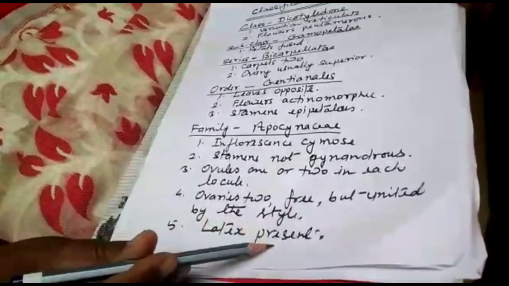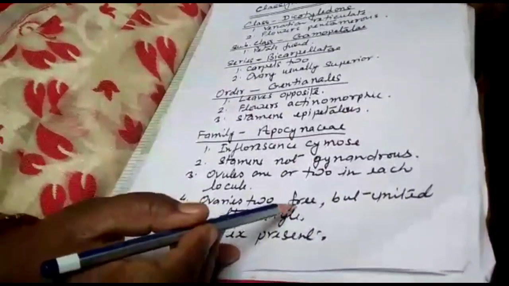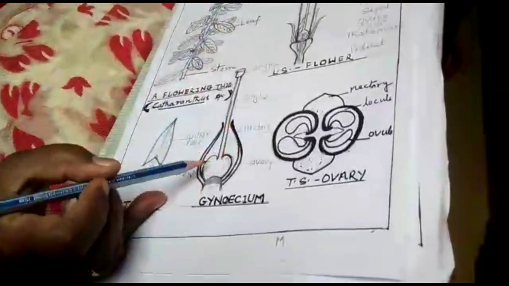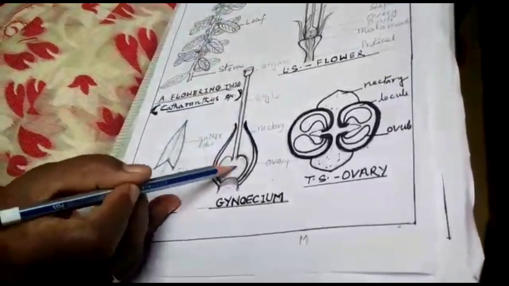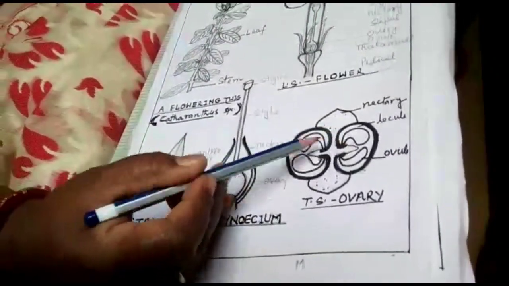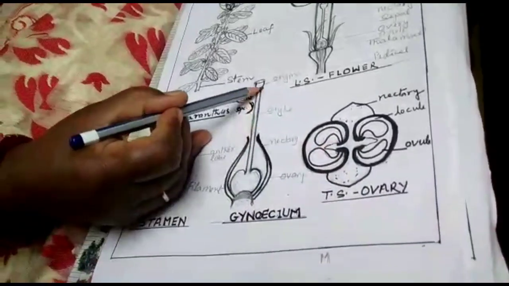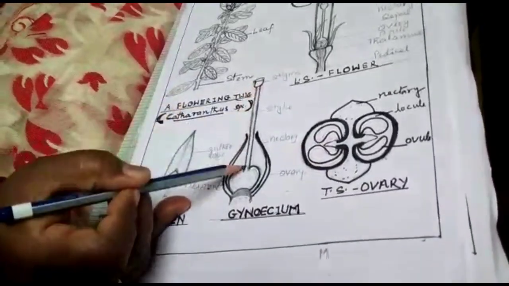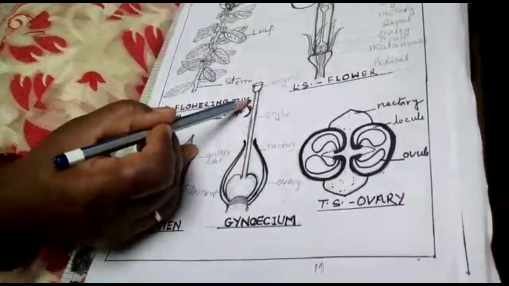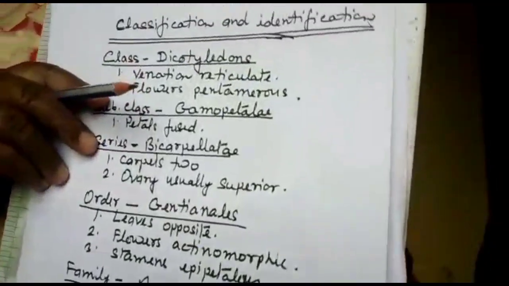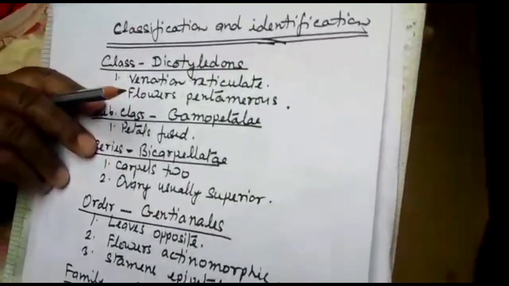And then latex present. Ovaries 2, free but united by the style. We see there 2 ovaries are free but they are united by the styles. So these are the characters of the family Apocynaceae. And also latex is present. So these are the characters of the family Apocynaceae.